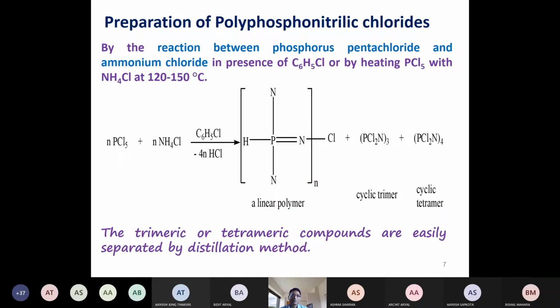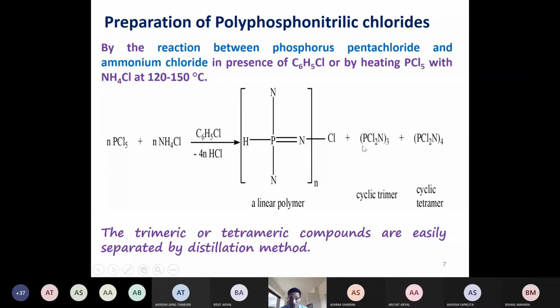Next, the preparation of polyphosphonitrile chloride. First, we prepare the polyphosphonitrile chloride by the reaction between phosphorus pentachloride and ammonium chloride in the presence of chlorobenzene, or by heating phosphorus pentachloride with ammonium chloride at 120 to 150. The former is the best method for the preparation of polyphosphonitrile chloride, and the reactions involved are shown in the diagram. In this reaction, side products are also formed.